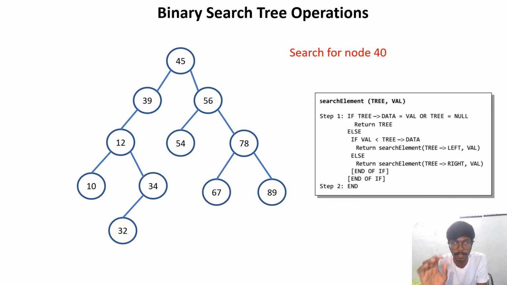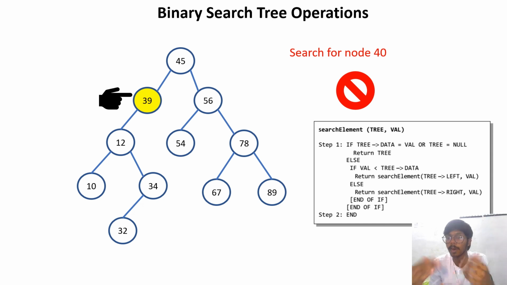What if the element is not present? So let's try 40. 40 is smaller than 45, so it must be on the left side. But 40 is larger than 39, so it has to be on the right side, but it is not there. So what we can do now is insert the element there. How can we insert the element?